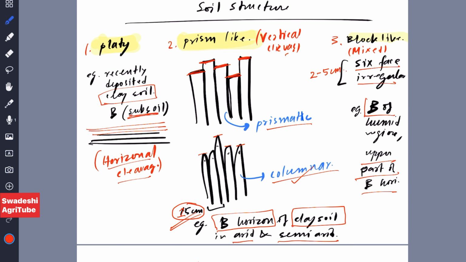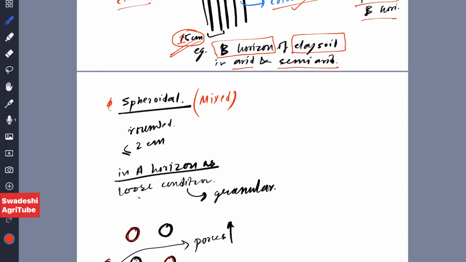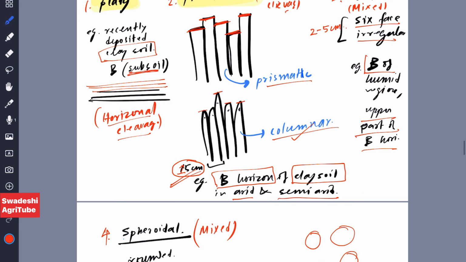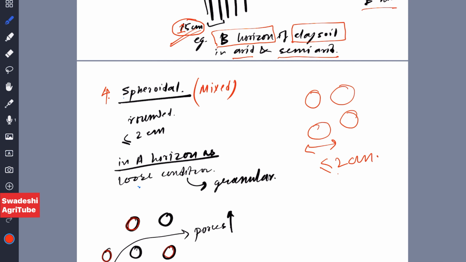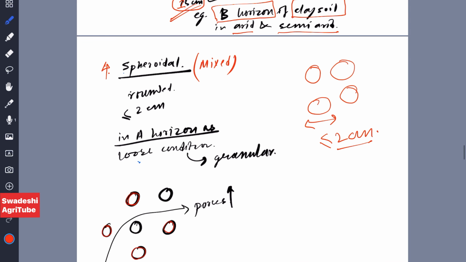But the fourth important structure is the spheroidal structure. Spheroidal means spherical, and in this spheroidal structure, the particle has a diameter of less than 2 centimeter. Here you can see that those previous two have high diameter, 15 and 2 to 5. But in case of spheroidal structure, it is less than or equal to 2 centimeter. That means they are small.